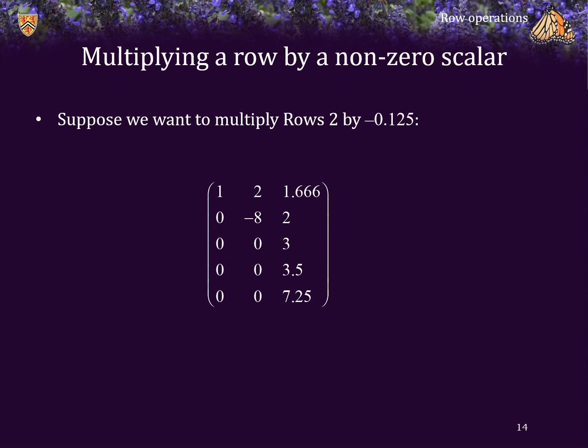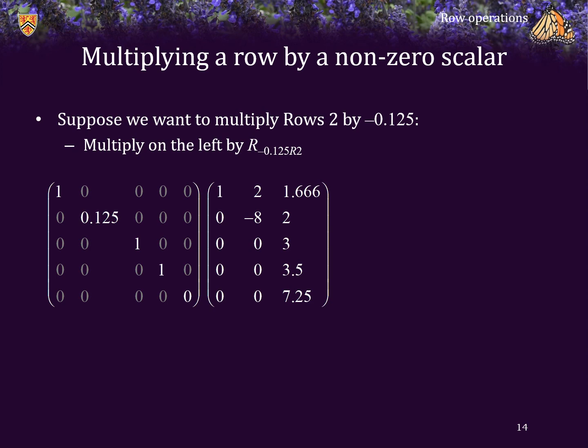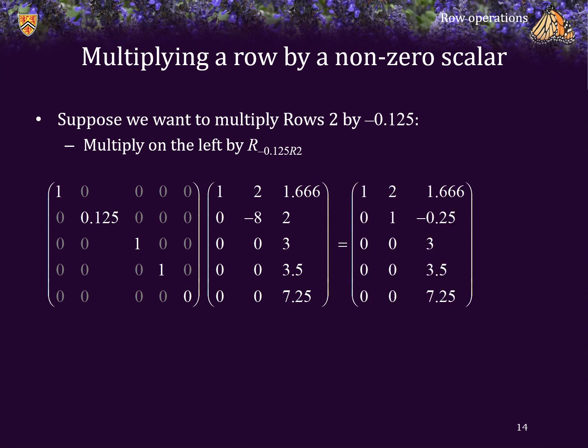So suppose, for example, we wanted to multiply row 2 of this matrix by negative 0.125. Essentially, we are making the leading non-zero entry of row 2 to be 1. Well, in that case, we multiply on the left by the row operation matrix that multiplies row 2 by negative 0.125, which is this matrix here. And if you are now going to multiply these two matrices together, you would get the following matrix we see here.